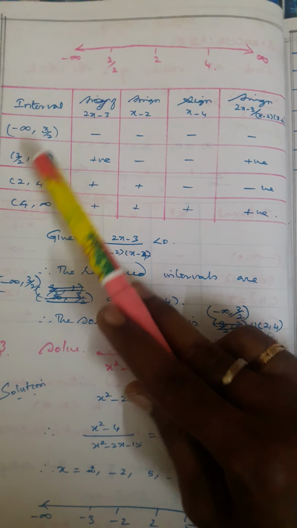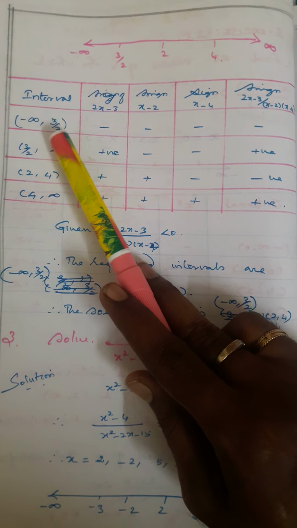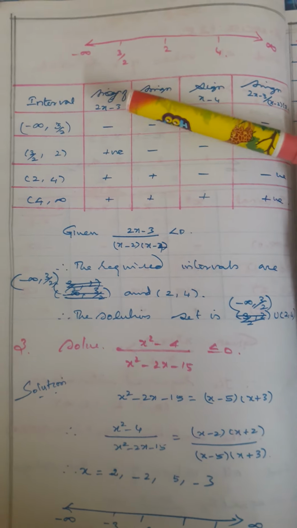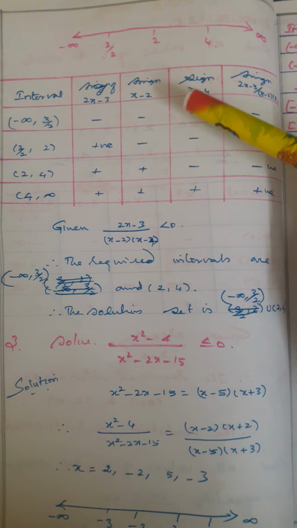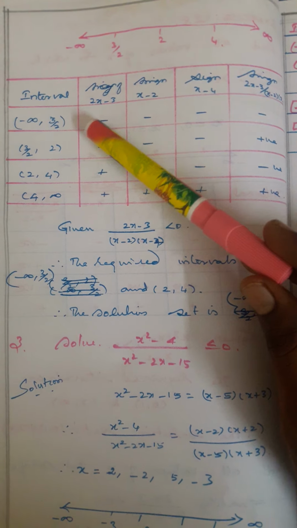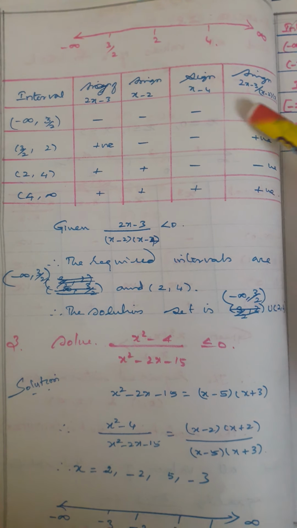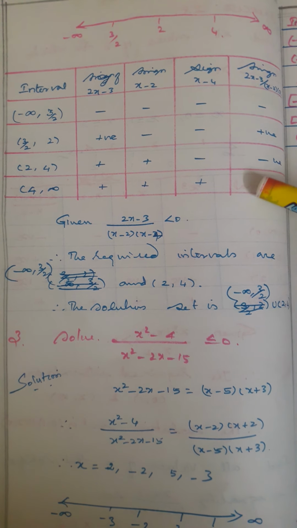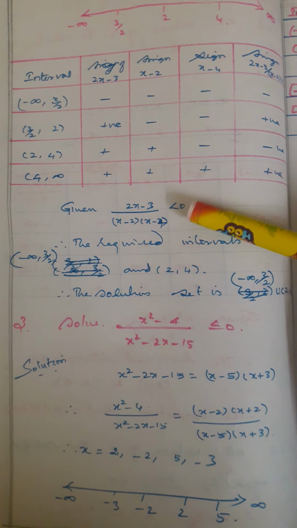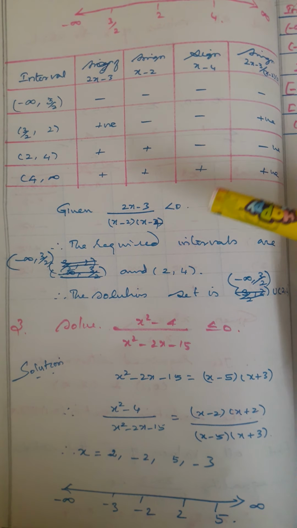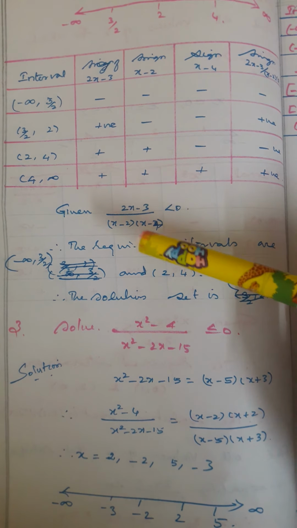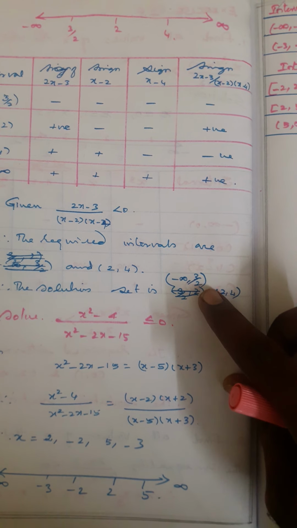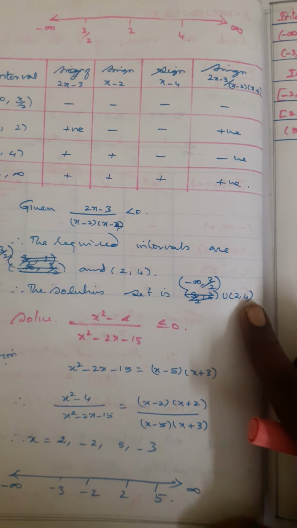I have written it continuously. So where you have 0, you can select the 0 first. So 0, here you have 0, in minus infinity comma 3 by 2, so it becomes negative, negative, negative, negative. So numerator is negative, denominator is positive, so the fraction becomes negative. So next one automatically positive, then negative, then positive. Therefore the given expression is less than 0 and the required intervals are (minus infinity, 3 by 2) and (2, 4). So the solution set is again (minus infinity, 3 by 2) union (2, 4).